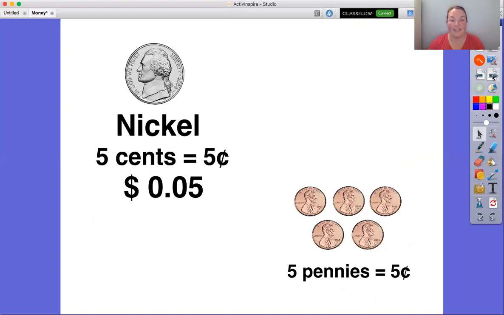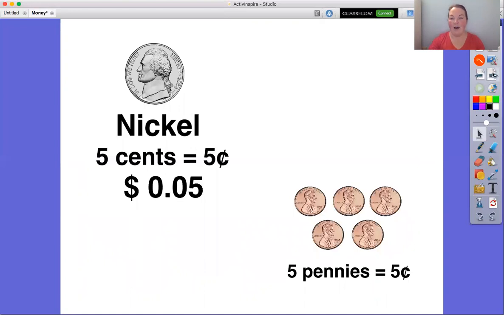So if someone said they needed 5 cents, they could use a nickel, 5 cents, or they could use 5 pennies, which also equals 5 cents because pennies are worth just 1, right?